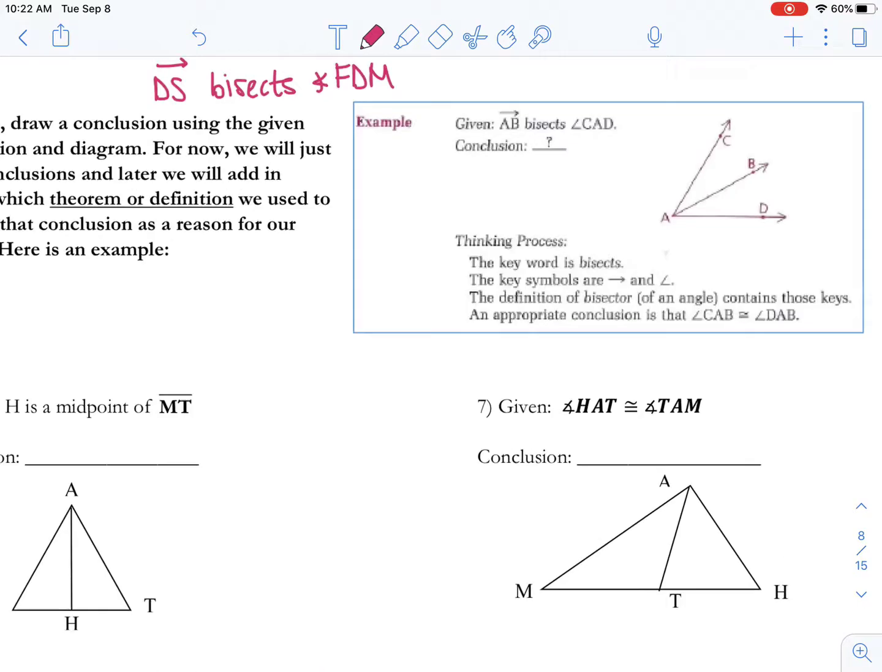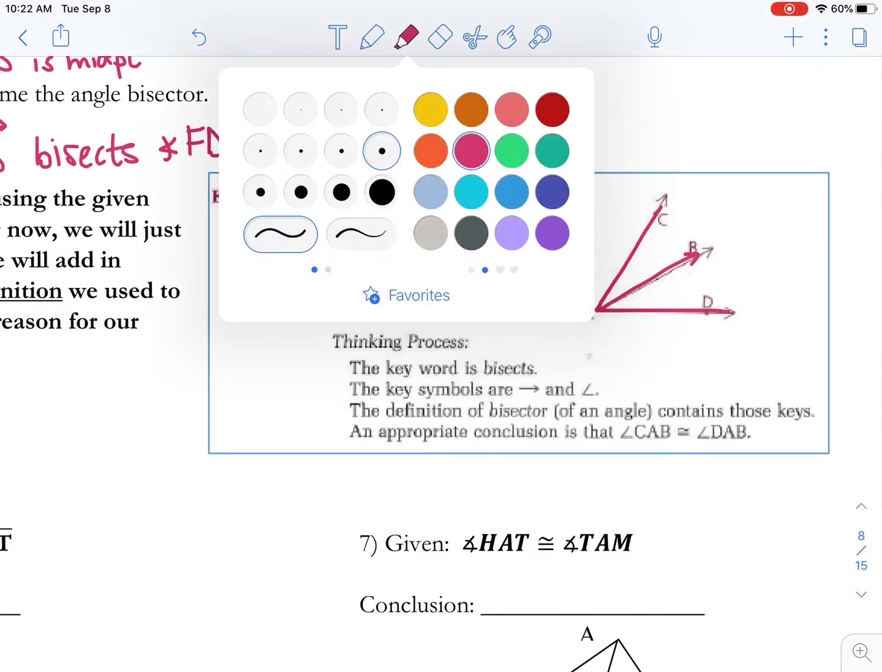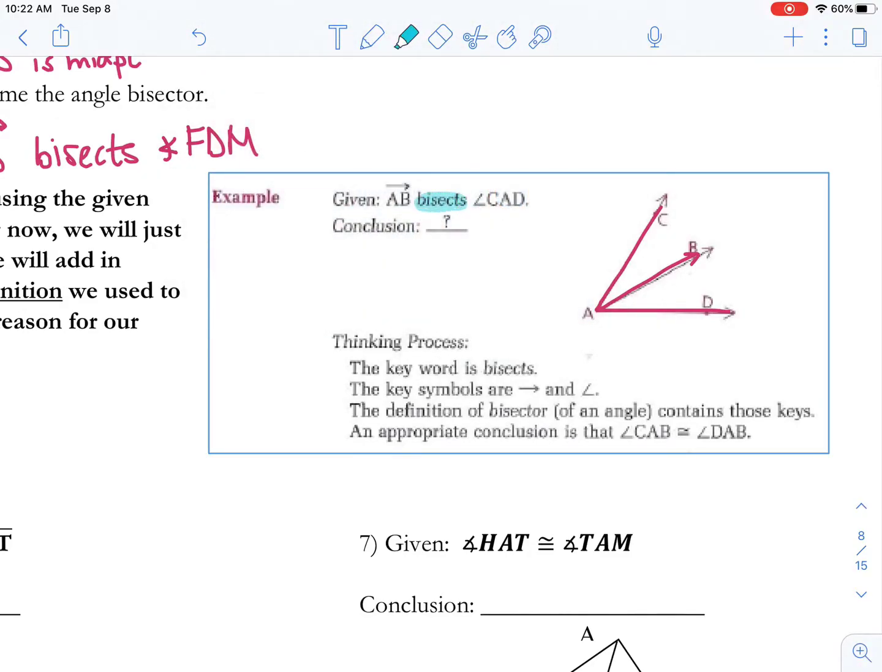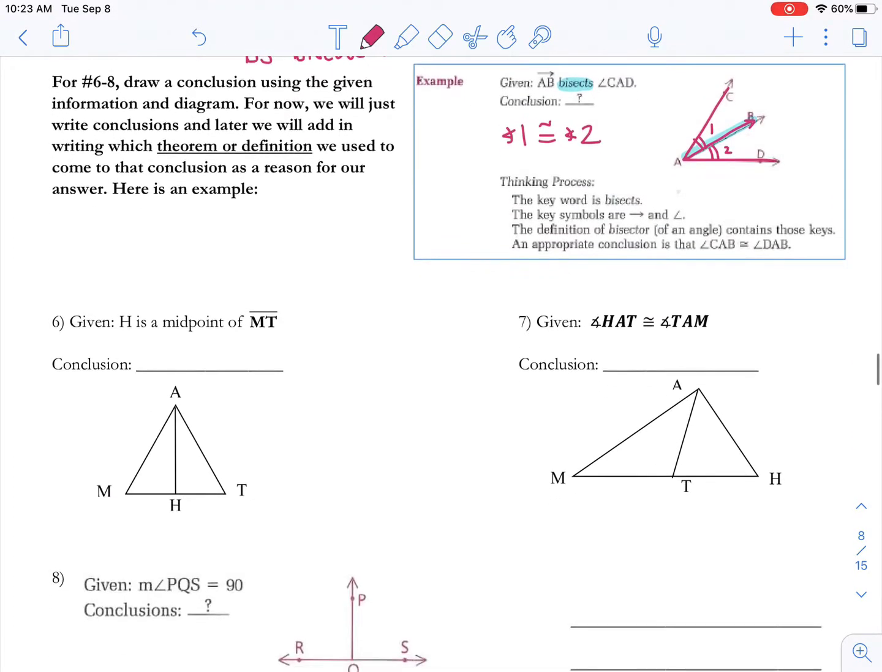So here's an example. If it tells us that ray AB bisects angle CAD, what's our conclusion? We know that word bisects is our hypothesis, the given information. If this ray is bisecting the angle, then the conclusion is it's dividing it into two congruent parts. Just to make it a little bit easier, I'm going to number those two angles, and I can say conclusion: angle 1 is congruent to angle 2. That's all we're going to write down for now, the conclusion, and in the next examples, we'll write down the actual definition.